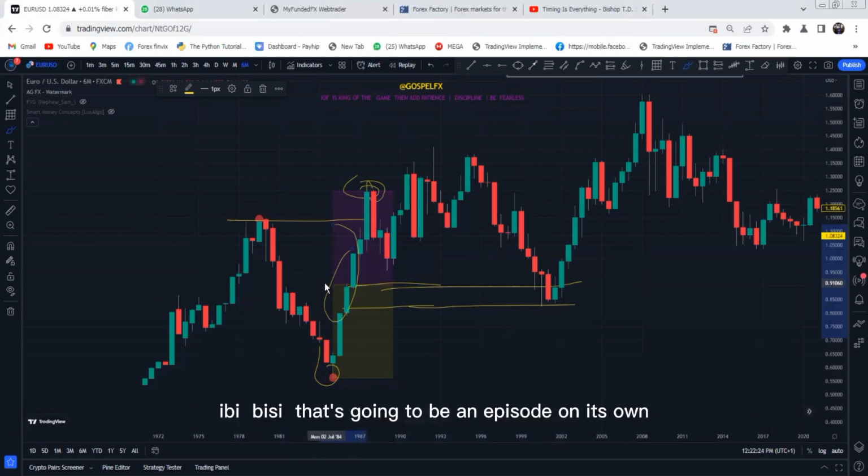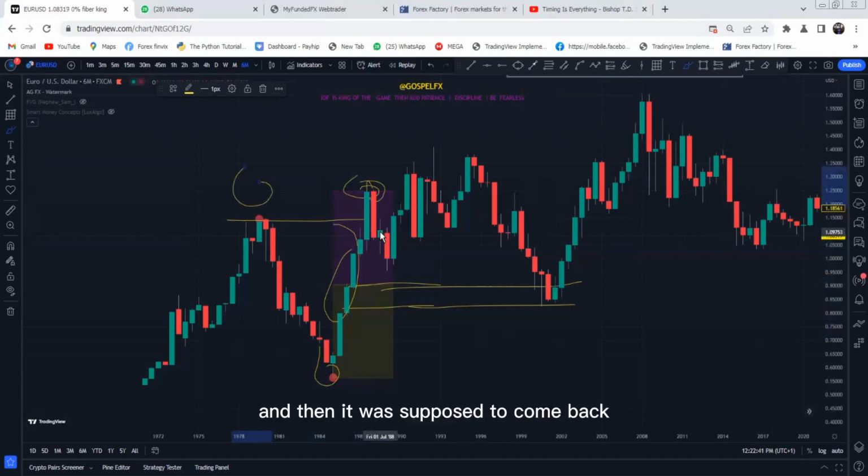That's going to be an episode on its own, because it has a lot of things to look into, some secrets on that. So I'm just bringing your mind to understand the meaning of this main topic that we are going to be discussing. Like I said, the market grabbed the buy stops here, and then it was supposed to come back for the internal range liquidity, right? And then now our internal range liquidity, we are going to be entering at a discount price.